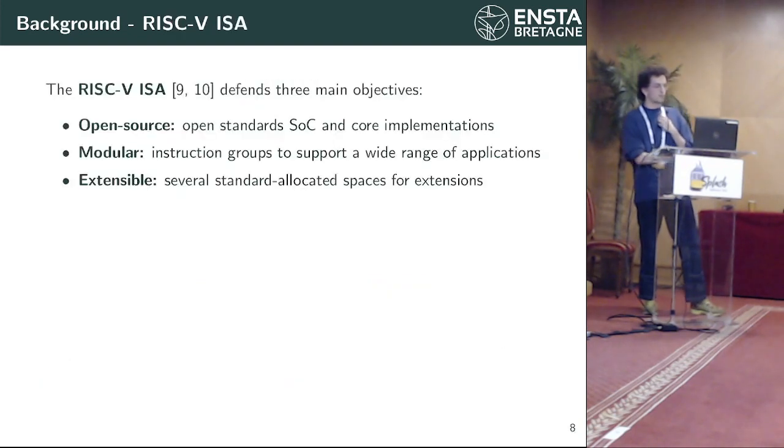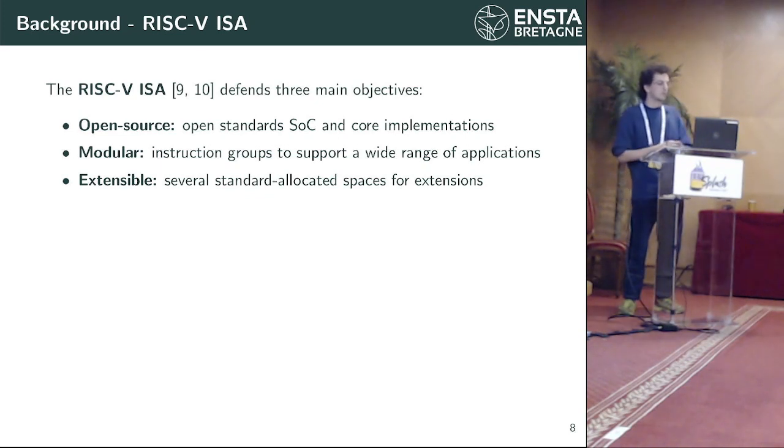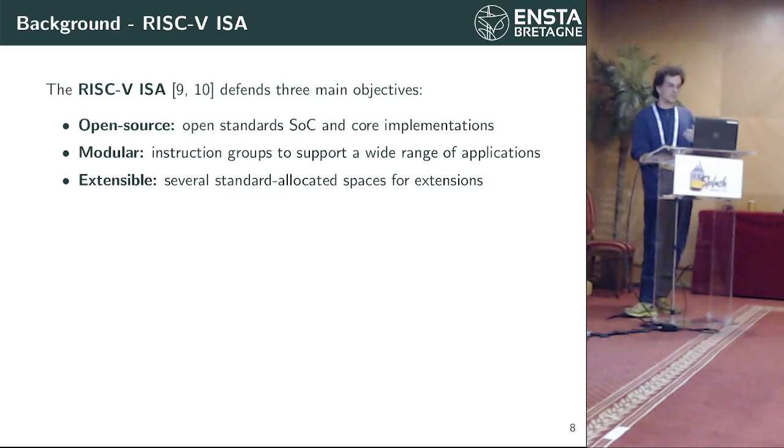So I tried to motivate why we would need hardware security features, and now I'd like to motivate why the RISC-V ISA might be a good candidate for that. If you haven't heard about it, it revolves around three main objectives. The first one is being open source, in the sense that the standards are open for everyone. You can still modify and make a proposal for instruction groups that are still being drafted. It's also modular, so you have instruction groups that are separated to support a wide range of applications.